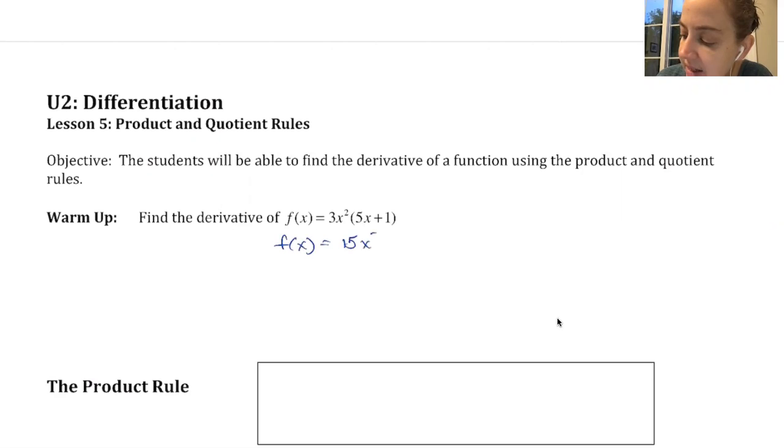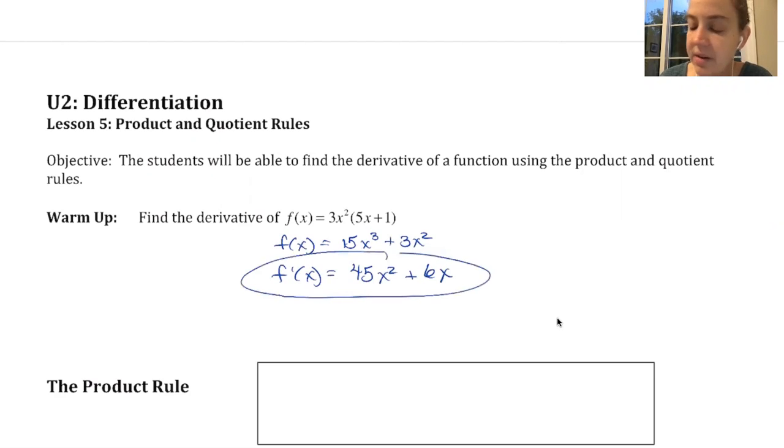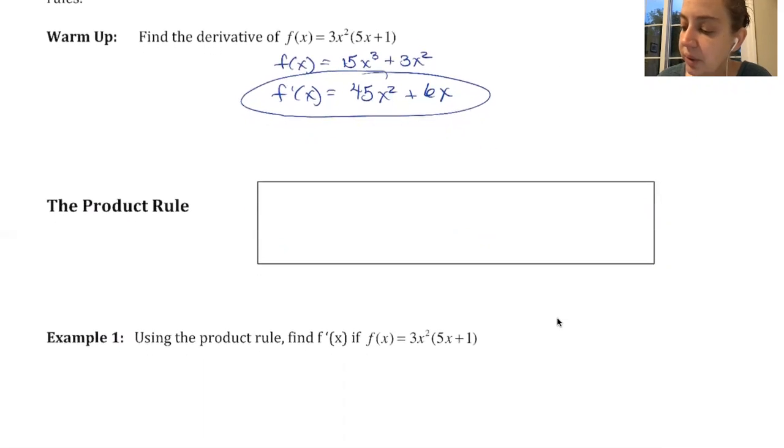So 15x cubed plus 3x squared. All we've done is algebra. Now to find the derivative, we have the power rule. 3 times 15 in the front makes it 45x squared plus 6x. There's your derivative. Good job. Isn't that better than the limit as h approaches 0 and all that other stuff? Yeah. All right, so what I have for you now is the product rule.